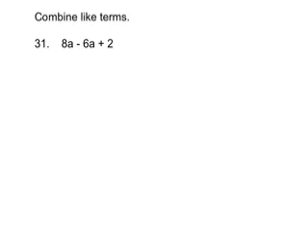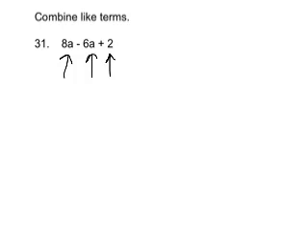Number 31, combine like terms. So we have 8a minus 6a plus 2. So we've got to look at these. What are the like terms here? Or are there any? Yes, there are. Both those a's are the first power. So they're like terms. It doesn't matter that the coefficients are different. Okay, so we can combine those two.